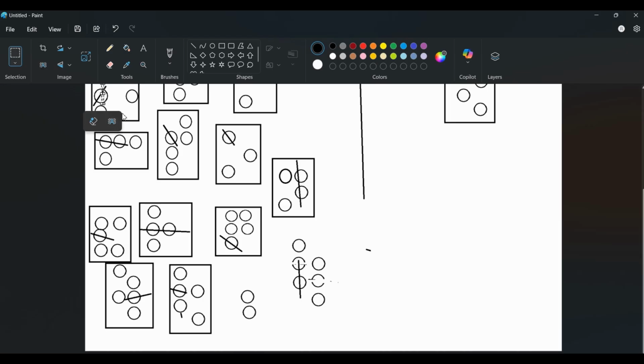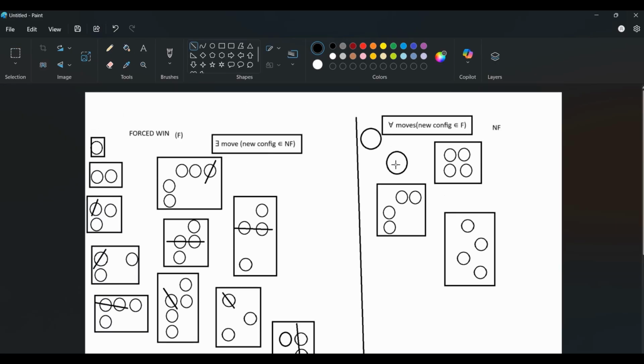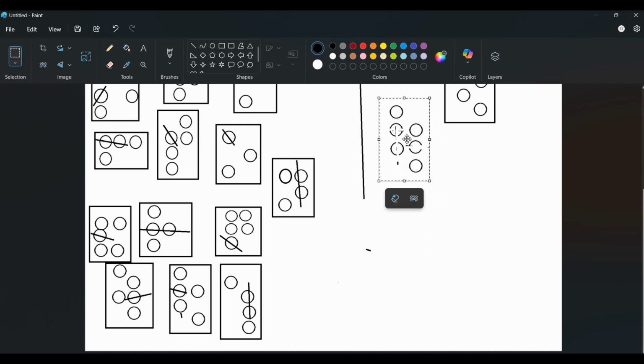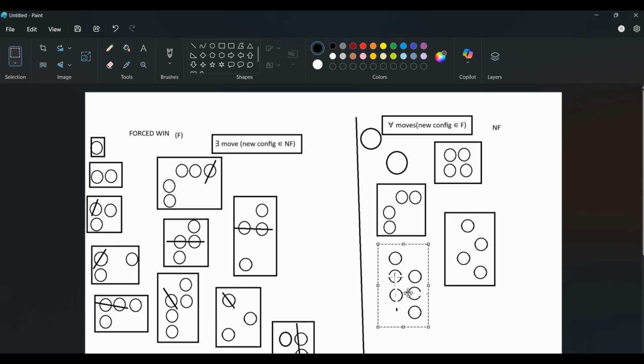Three connected tokens and one separate. So if we play this, then this new configuration belongs to NF, and therefore this whole configuration belongs to F. So even after playing this move, this new configuration belongs to F. So what does that mean? That means that this belongs to NF, because no matter what you do on this, the new configuration belongs to F. It satisfies this.